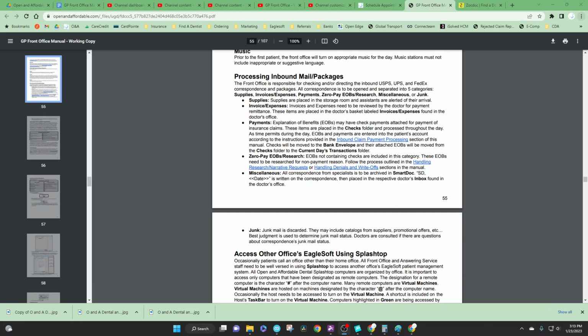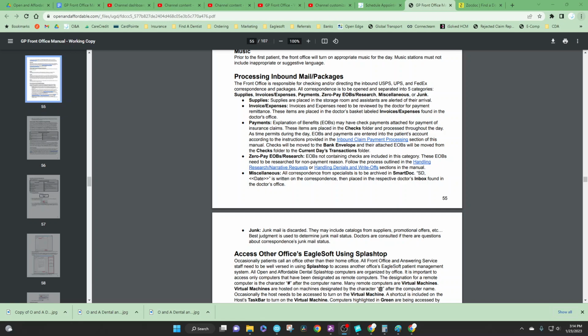The next thing is our invoices and expenses. So you're going to open up each envelope one by one, and you're going to look at it and see if it is a utility bill. Other examples of invoices could be property taxes. Another thing could be an invoice for the water. And so all of those types of invoices and expenses need to be reviewed by the doctor.